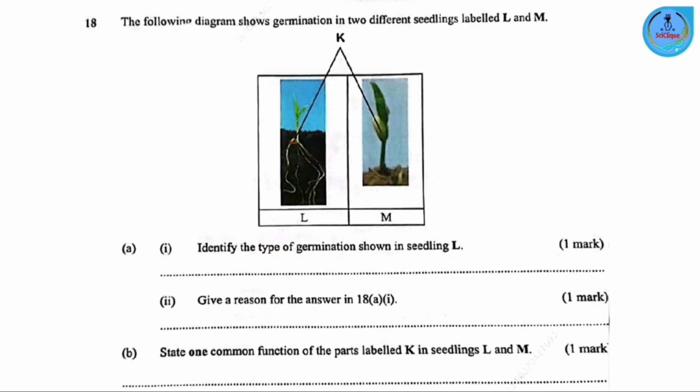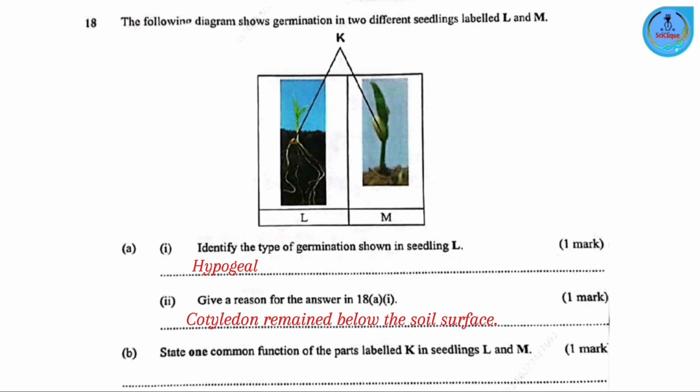Question number 18. The following diagram shows germination in two different seedlings labeled M and L. A Roman 1. Identify the type of germination shown in seedling L. This is hypogeal. And what is the reason for this? Because the cotyledon, as you can see, has remained below the soil surface. Okay, it's underground, so that makes it hypogeal.